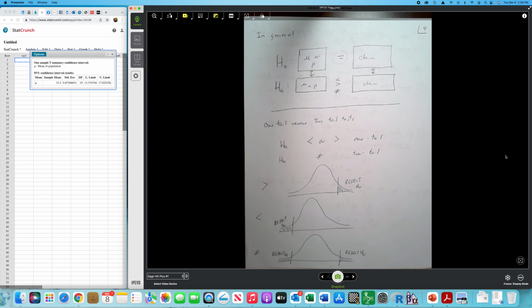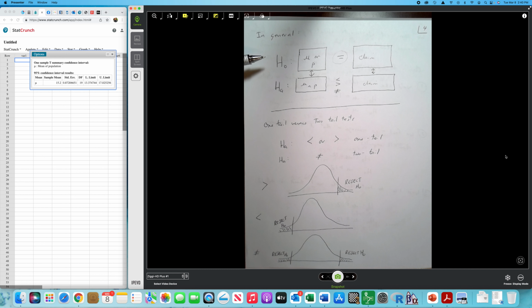Now, we get into things called one-tail versus two-tail tests. And in a nutshell, this is all determined by our alternative hypothesis. If the H sub A is less than or greater than, we have what's called a one-tail test. If the H sub A is not equal to, we have a two-tail test. Now, we have to get into ultimately a decision about the null hypothesis. Let me pump the brakes and circle back to that.